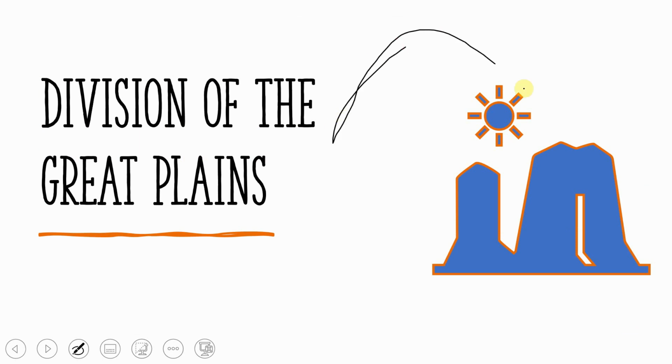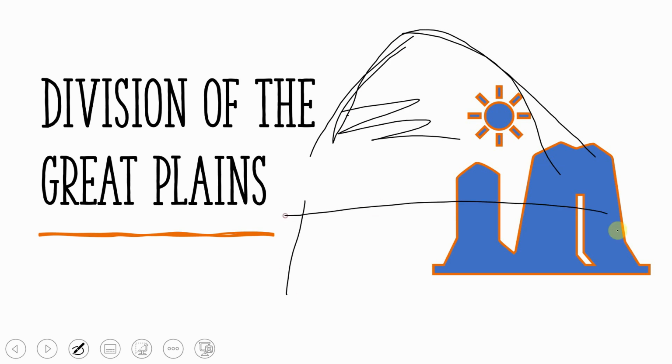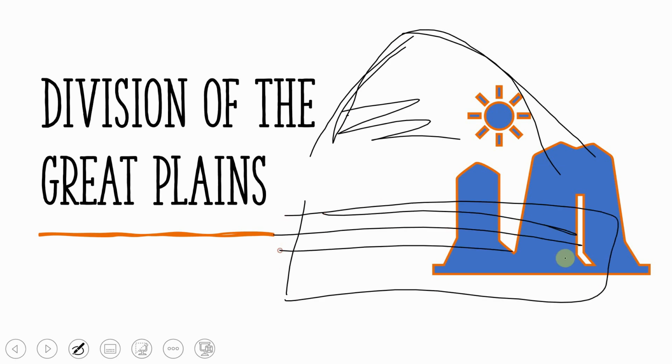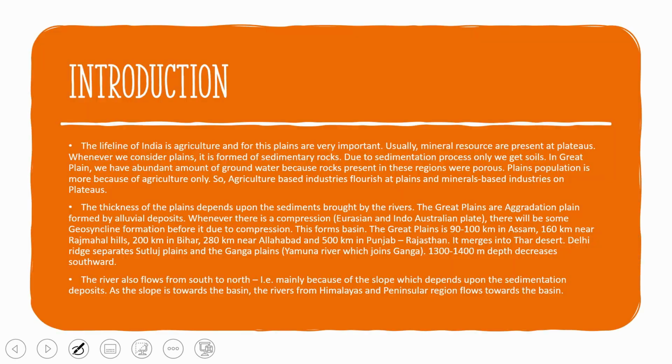area. So in the Himalayas region you will find many plateaus, and in the main Great Plain areas you will find plains. Most of the minerals come from the plateaus only. That is what I said here: mineral-based industries are on plateaus and agriculture-based industries are on plains.